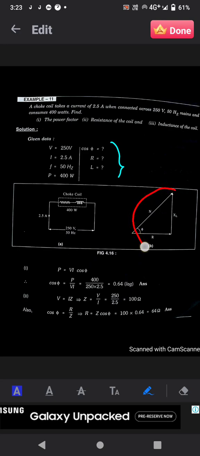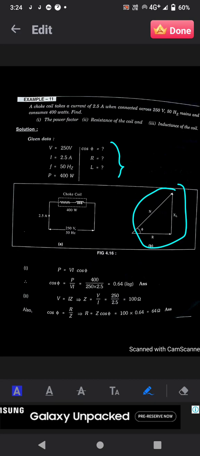This is the impedance triangle that we have to remember. In the impedance triangle, R is the adjacent side, XL is the opposite side, and Z is the hypotenuse. For the given data we draw the circuit. First we have to calculate power. From the power we can calculate the power factor.